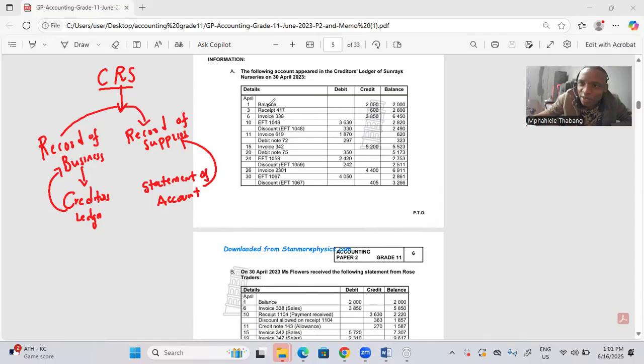Now, I want to give you a bigger picture of what is happening. Let us look a bit at this creditors ledger, and I also want to focus on the credit side. Let me go down a bit. There is something that I want to show you guys. Just bear with me.